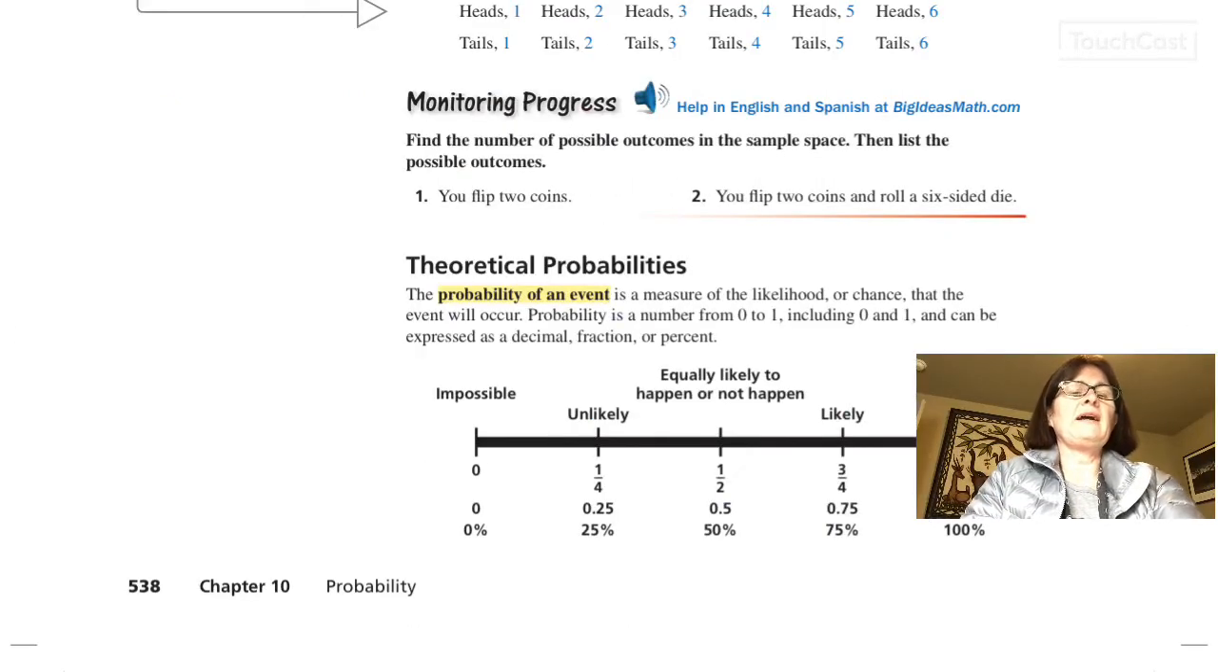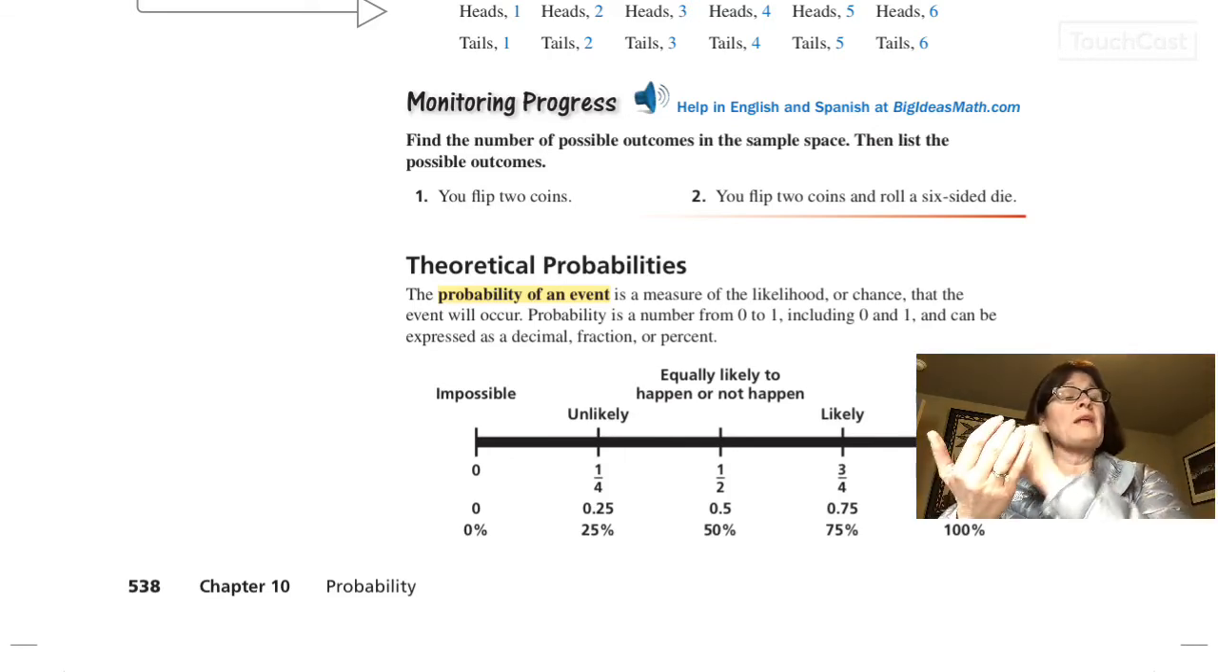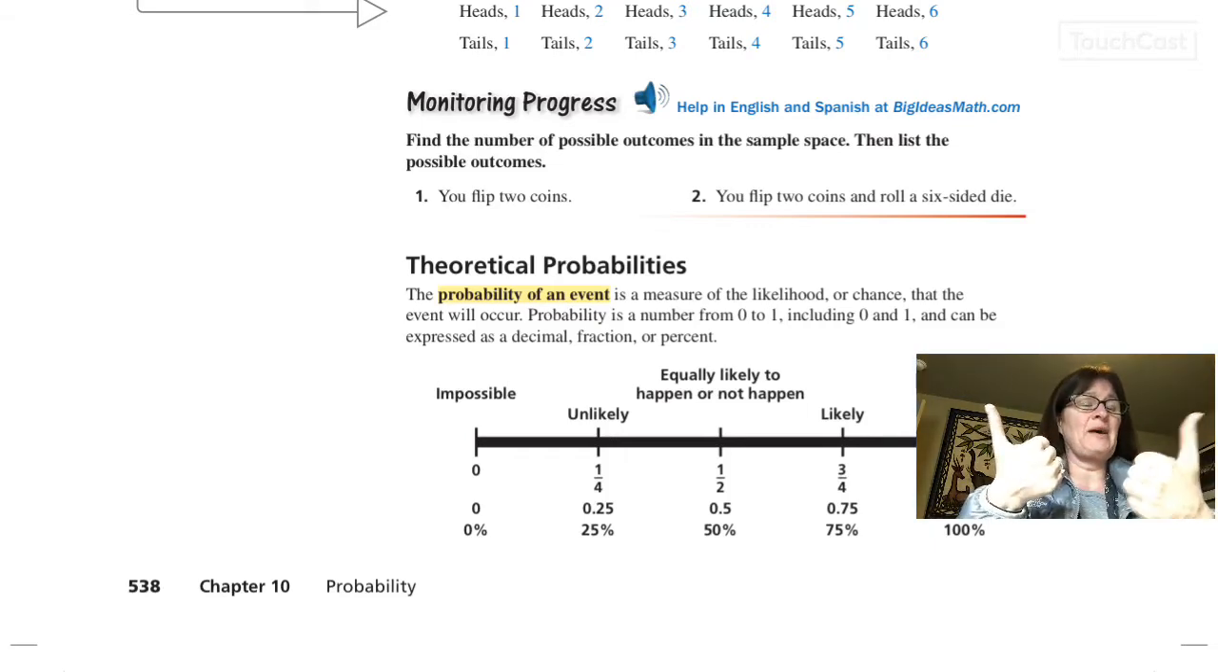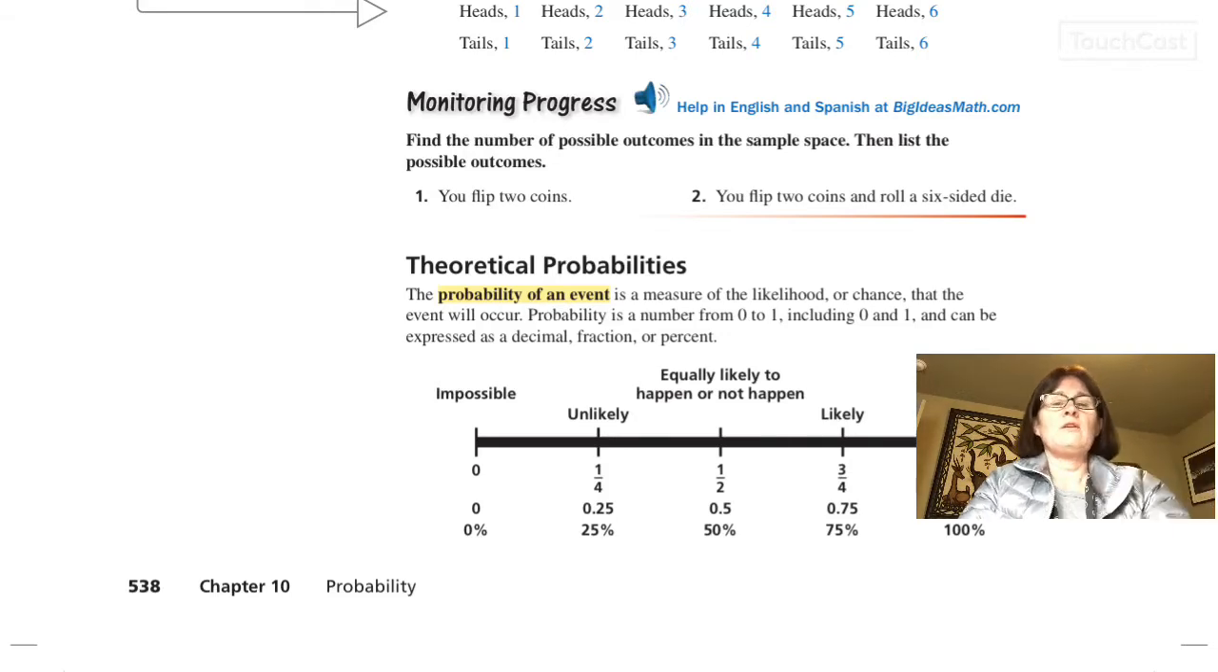So I'm looking here at this monitoring progress question. How many outcomes are there in the sample space? And then list the possible outcomes. So if you flip 2 coins, I flip one coin, there's 2 ways that could come out. I flip another coin, there's 2 ways that could come out. So there are 2 times 2, 4 possible outcomes for that experiment.